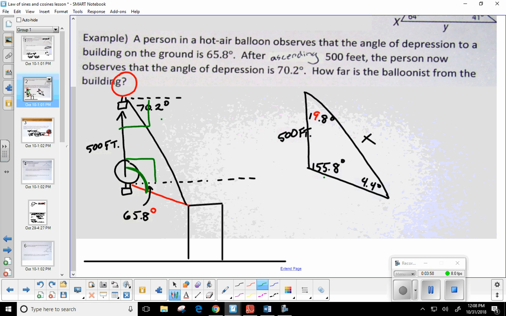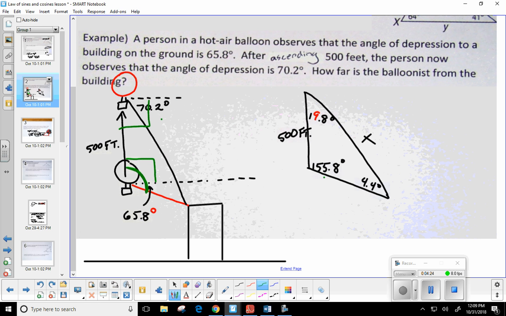It's 19.8, so that's where that value came from. Now, you'll notice over here in the one with the picture, the building, I don't have the 4.4, but what did I do to find it? If you've already got two angles of the triangle, yeah, there you go. We know all three angles always add up to 180, so I simply took 180 minus the 19.8 minus the 155.8, and that's where I got the 4.4.